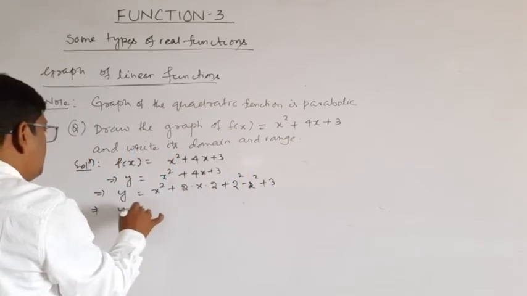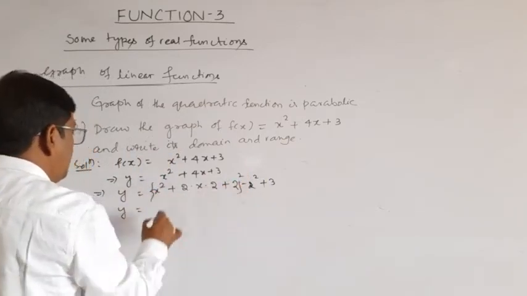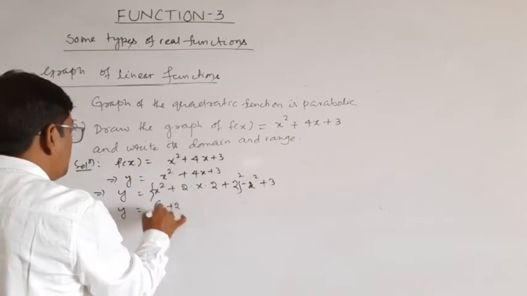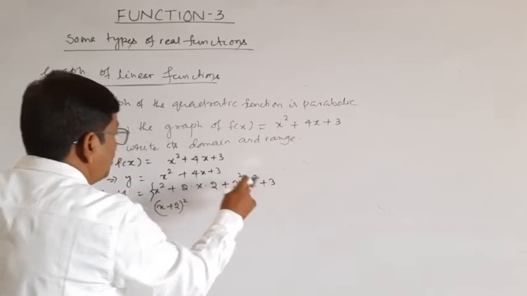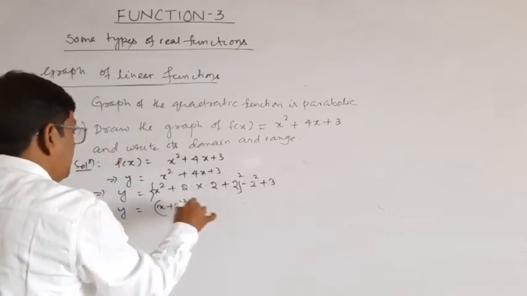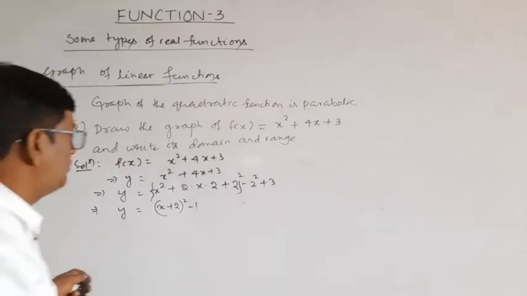Y is equal to this, up to this we can write (x plus 2) whole square, and this is minus 2 square, which means minus 4 plus 3, that is minus 1. Clear? So now what is the graph of this? Now the graph.